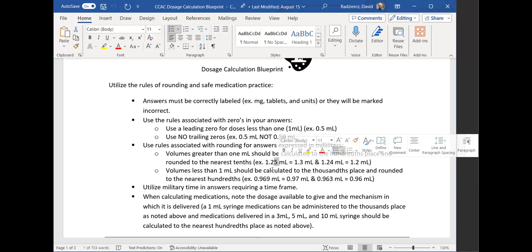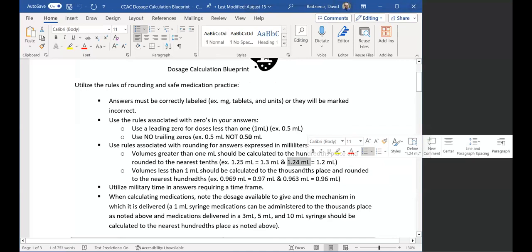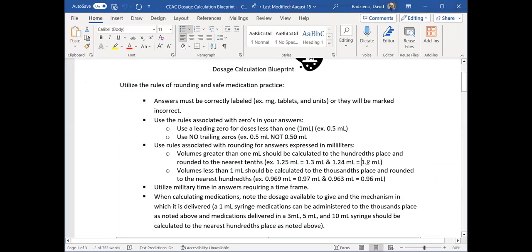So sometimes students will say round down, which I think they just mean to leave it at 1.2. But technically, if you're saying rounding down, that means you're going down a number, and we don't want to do that. So 1.25 milliliters would be rounded to 1.3 milliliters. If it was 1.24 milliliters, then we would not round it up to 1.3. We would leave it at 1.2 milliliters.